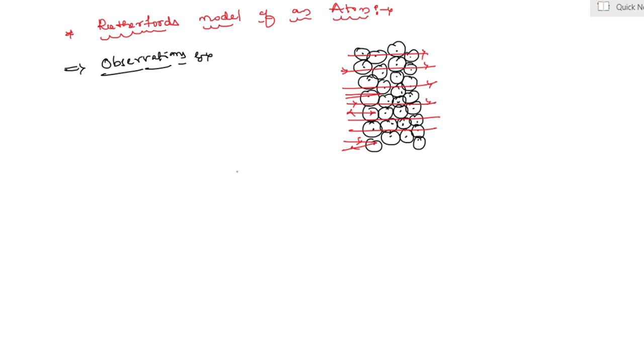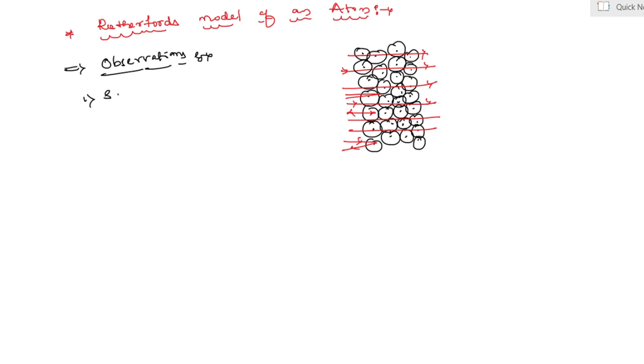Some of the alpha particles were deflected by the foil by small angles. Very few alpha particles, it means 1 out of 12,000, appear to rebound. Yes, my dear students, what happened?